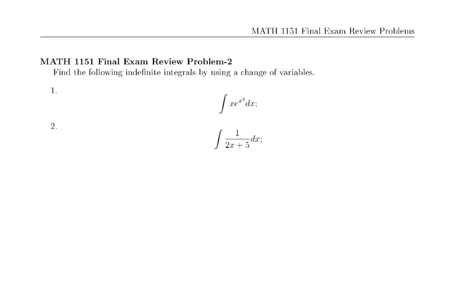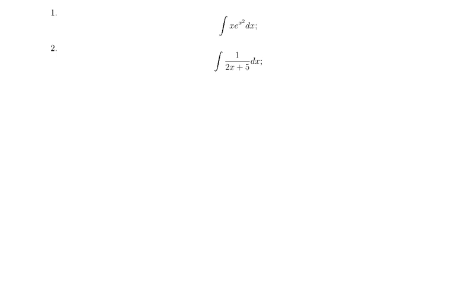Now for problem 2, we're going to find the indefinite integrals by using a change of variables. We'll firstly look at the first one. It is the integral of x times e to the x squared dx. For this one, we can use a change of variable: let u be x squared, which is just the power of the e here.